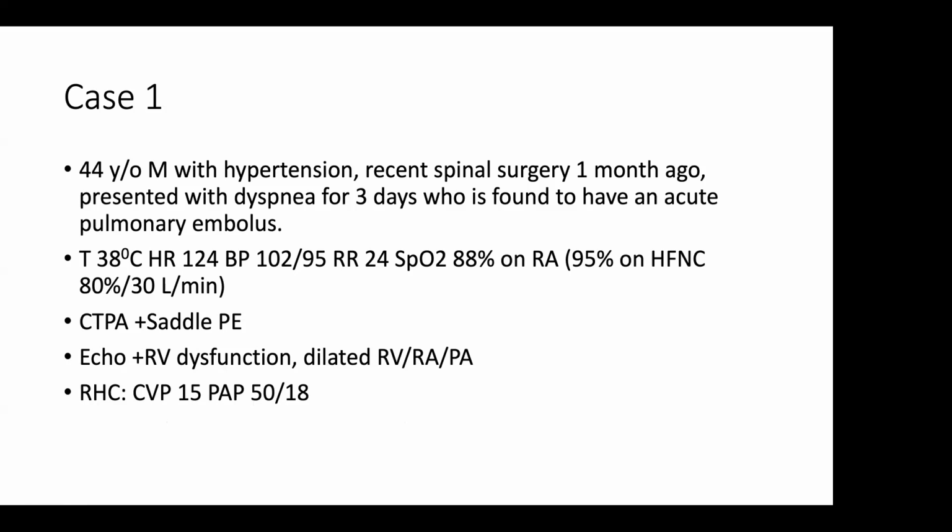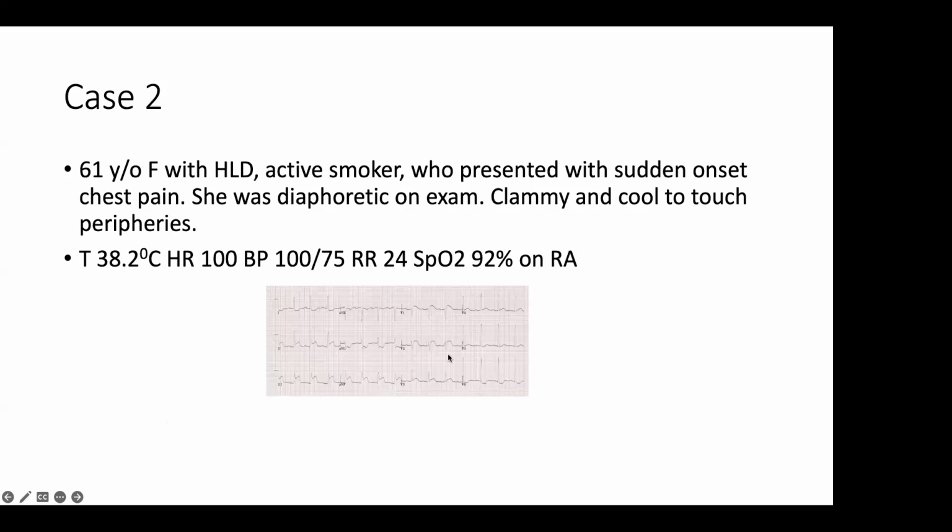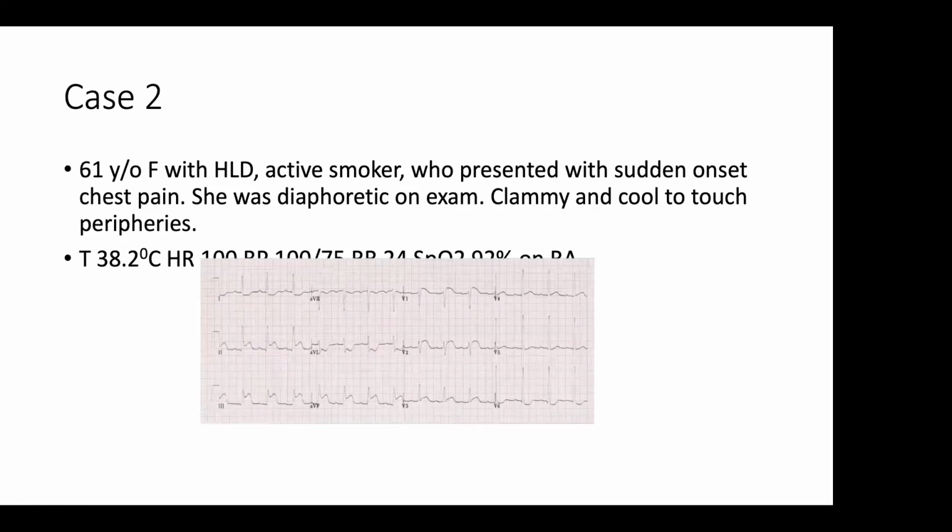And then it's one of those nights where you have multiple sick patients at once. So you move on to bed 2, you got called, there's another patient in bed 2, and this time we have a 61-year-old female with hyperlipidemia, active smoker, came in with sudden onset chest pain, diaphoretic, clammy, cold to touch. Here are the vital signs. And what do you guys think about this EKG? I need a volunteer. I need a brave soul to interpret this EKG.